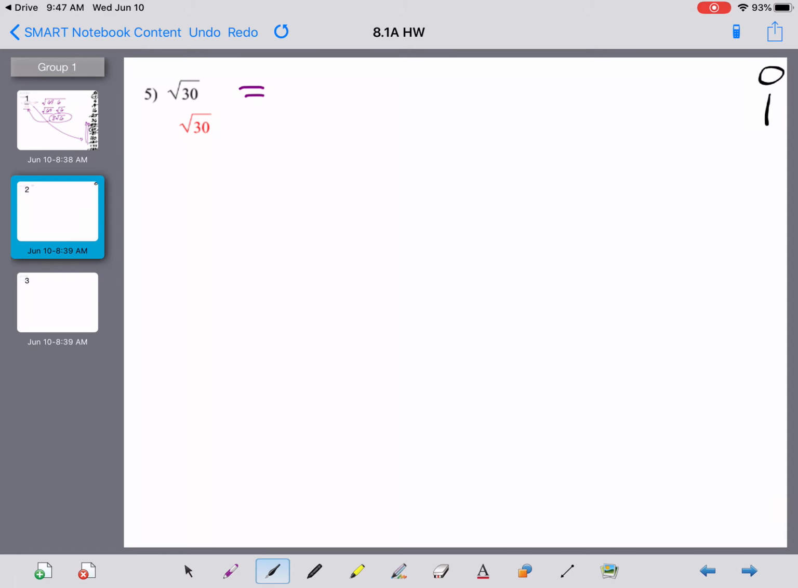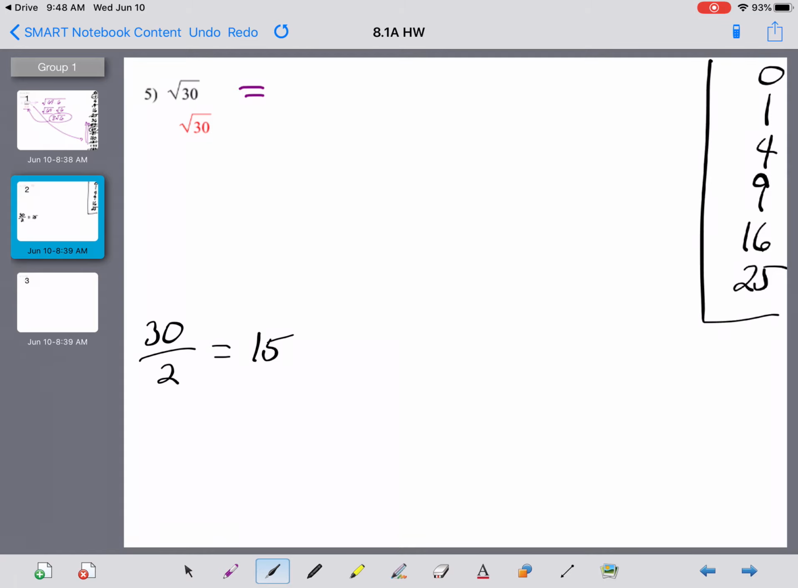Well, going back to my list, 0, 1, 4, 9, 16, and 25, and there's no point in going anything bigger than that because those numbers would all be bigger than 30. Let's go through our method again. We would start off with 30, we would cut it in half, and that would give us 15. 15 is not in our list of perfect squares over here. So we start looking, forget the 25 and forget the 16 because they're too big, and we start on the 9 here and we see what works.